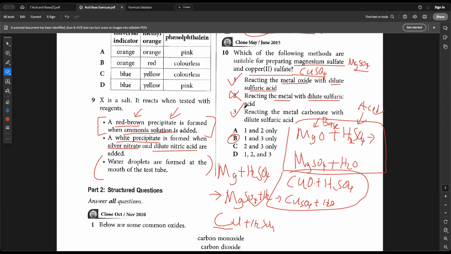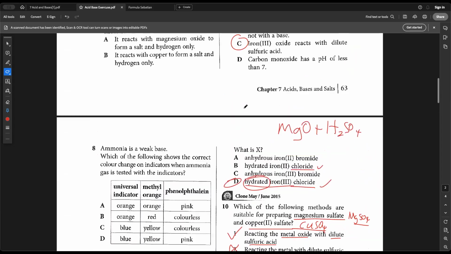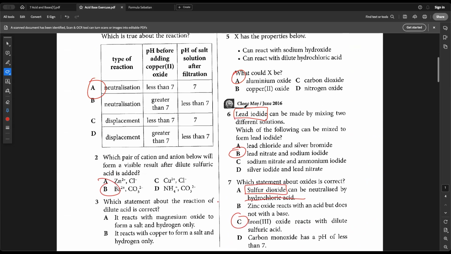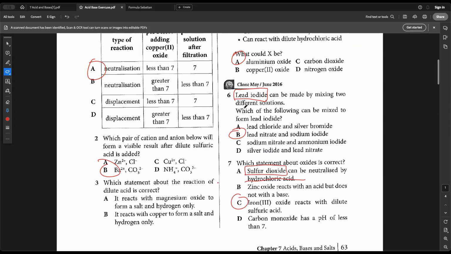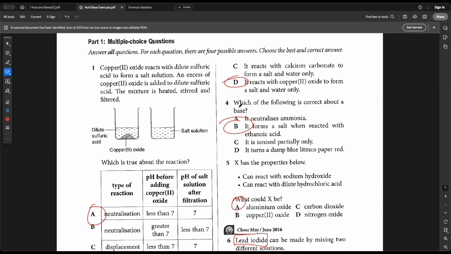Yes, they are clones of it. It will be very similar. But do you know the difference between a clone question and the original? A clone question means that you change one or two parts of it, but it's the same concept.